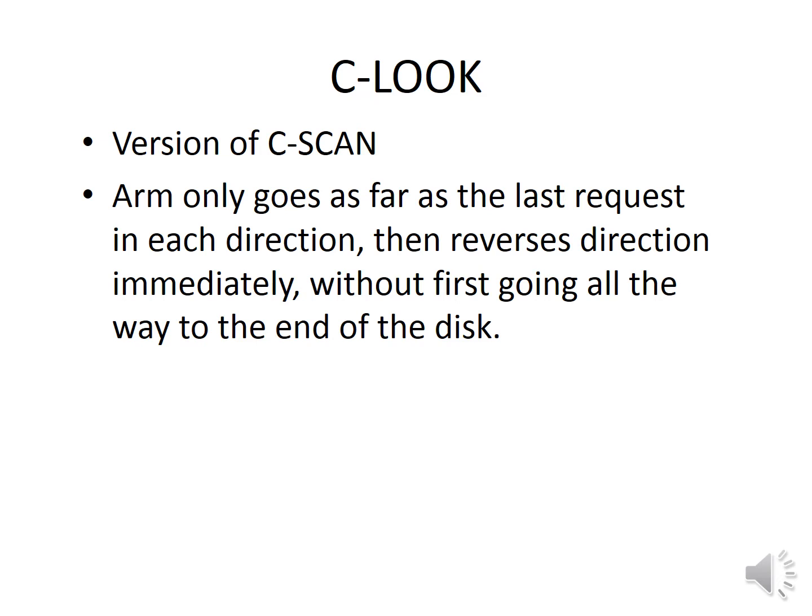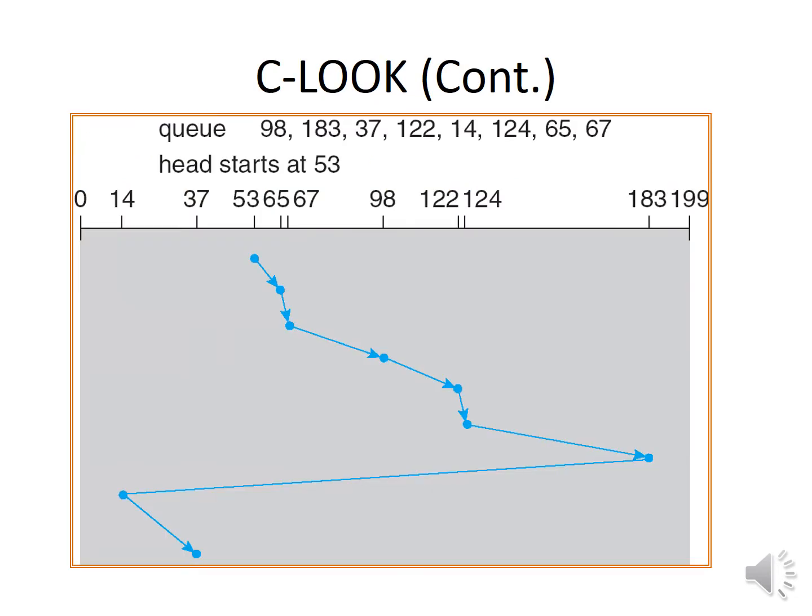C-LOOK is a version of C-SCAN. The arm only goes as far as the last request in each direction, then reverses direction immediately without first going all the way to the end of the disk. So the same thing is shown along with the example.